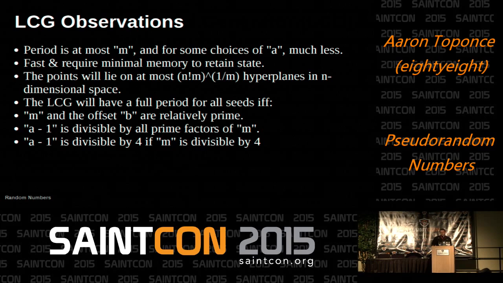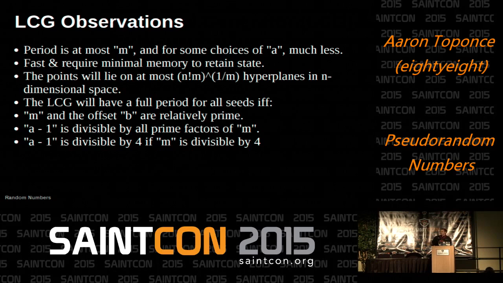We do like the linear congruential generator because it's fast and requires minimal memory to retain state. But this third bullet point is basically saying it's highly predictable. It will lie in at most n factorial times n raised to the 1 over n power hyperplanes in n-dimensional space. Not expecting you to understand that. The takeaway is it's predictable.